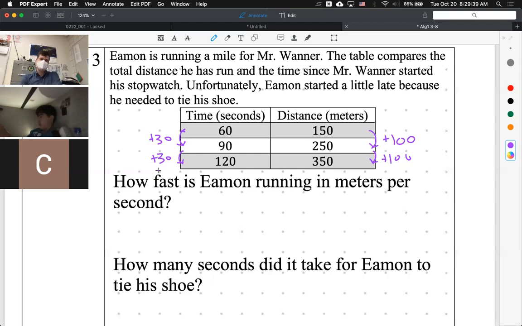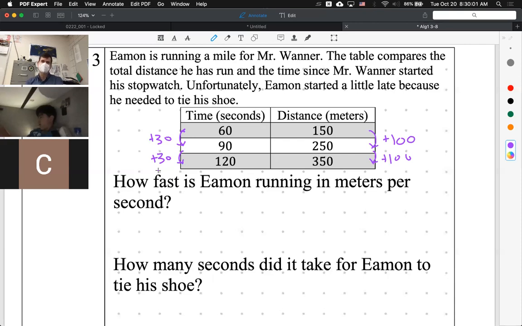All right, so Haiti's done the analysis for the table. The question still remains, how fast is Eamon running in meters per second? Haiti, if you want to keep going, you can. Otherwise, I was going to give it to someone else. All right, Ashley, sorry, I have to call on you. I have to get you in.